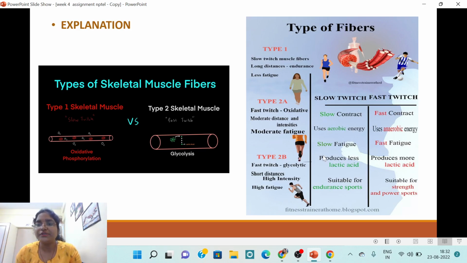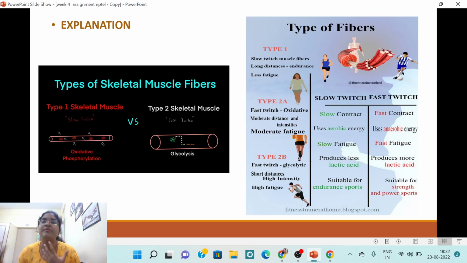So slow twitch muscle fibers produce less lactic acid. Obviously you are exercising at a slower rate, you are using energy at a slower rate, so the lactic acid produced will be less. And when you are doing some very powerful sports exercises or training, then obviously your energy will be consumed at a faster rate and it will produce more lactic acid. So slow twitch muscle fibers get activated during endurance sports. Endurance sports means those which need a longer time, like running a marathon.